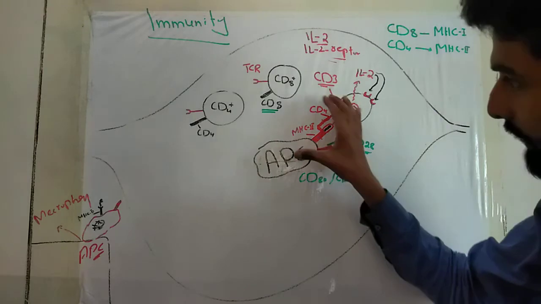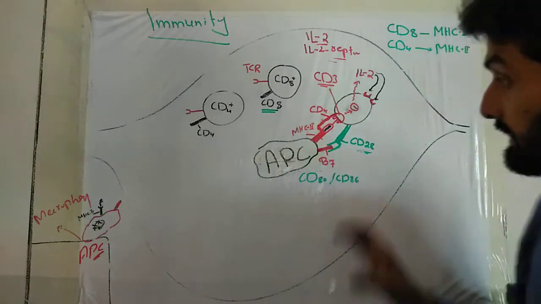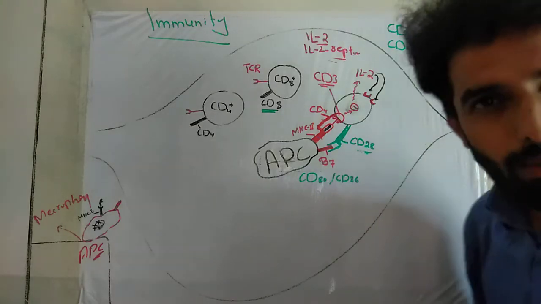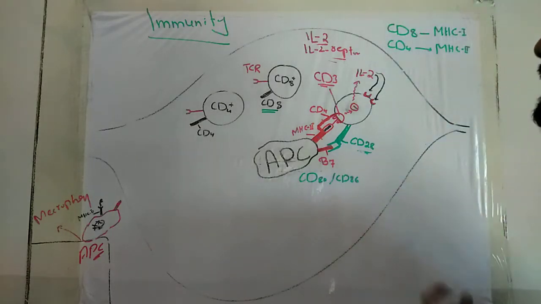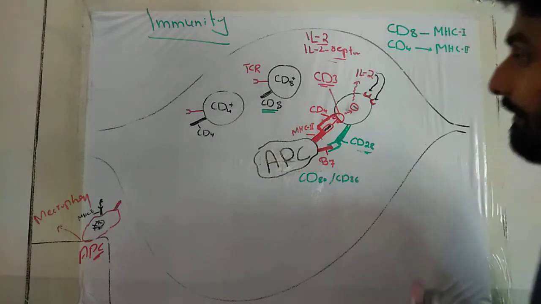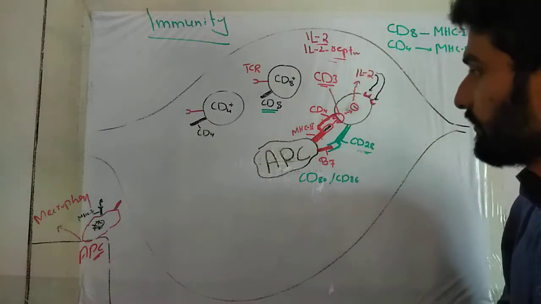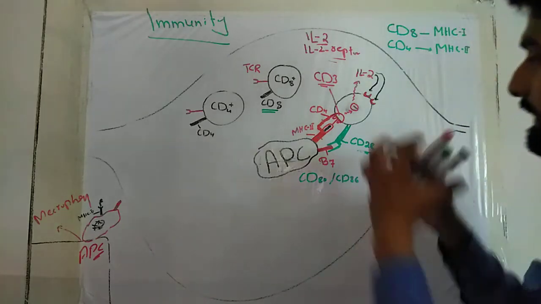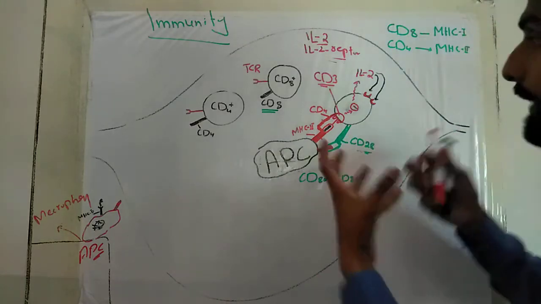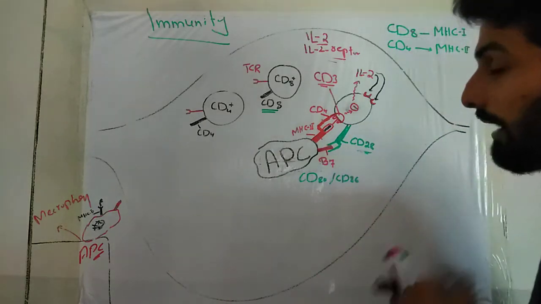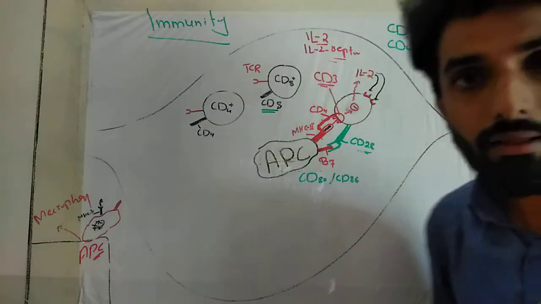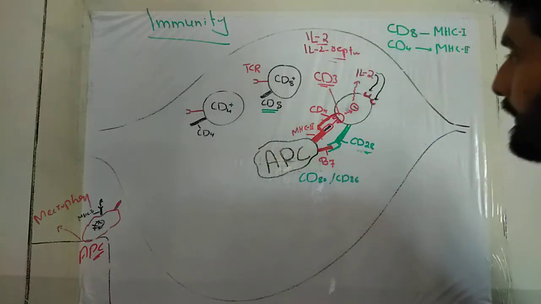Stage 1 reaction in which major proteins were involved, stage 2 reaction in which some co-receptors were involved, and stage 3 reaction in which cytokines like interleukin 2 were involved. After these three types of reaction, this T cell will get activated and it will start proliferating. It will start dividing, 1 to 2, 2 to 4. It will start dividing. Now what will happen?